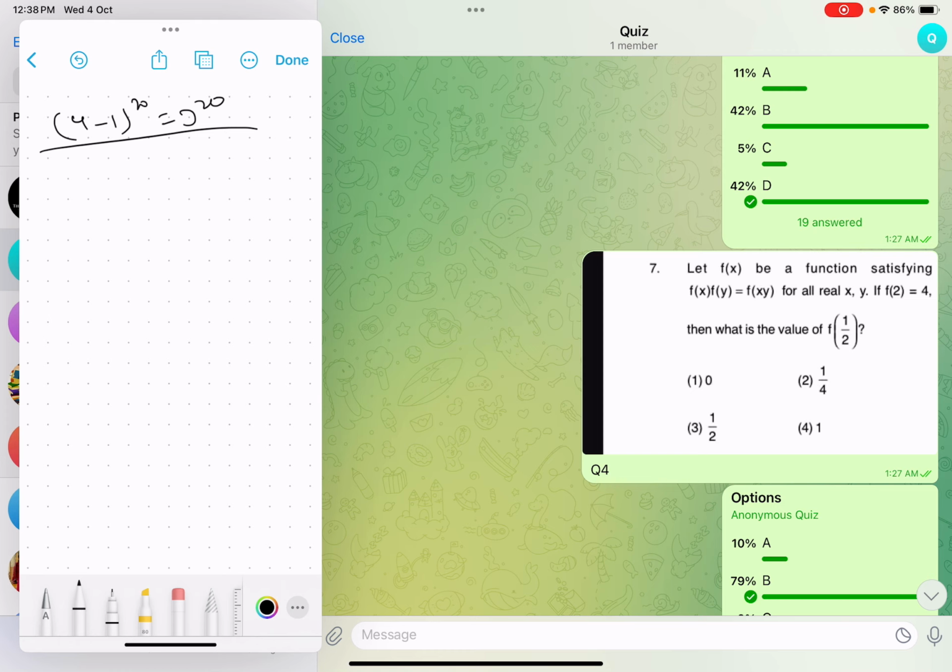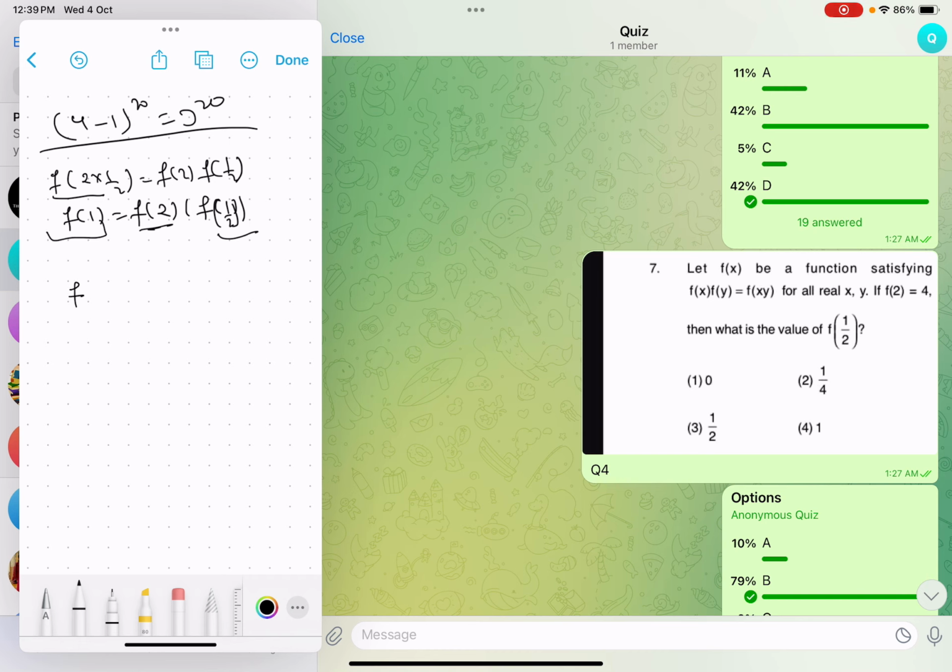Let f(x) be the function satisfying this, f(2) is this, f(1/2) is asked. Okay, these questions are also good, can be asked. Okay, so see, we know f(2), we need f(1/2). Okay, so f(2) into f(1/2) can be written as f(2) into f(1/2). Here it will be f(1) and here it will be f(2) and f(1/2). See, we know the value of f(2), we have to find f(1/2). In case we know f(1), we'll be able to solve this.